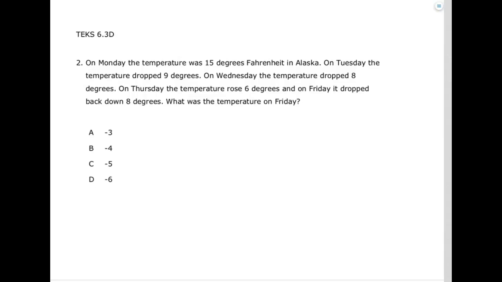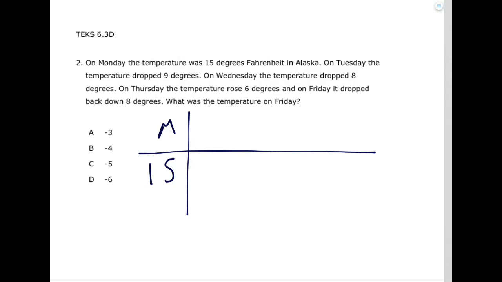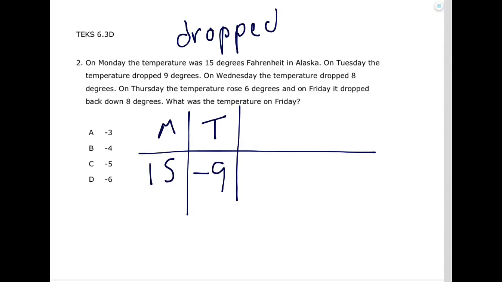So when we solve this, we start with a temperature of 15 degrees. I'm going to put on Monday, it was 15 degrees. On Tuesday, the temperature dropped. When we see the word drop, that means it goes down. So dropping it 9 degrees. On Wednesday, the temperature dropped 8 degrees, so -8.